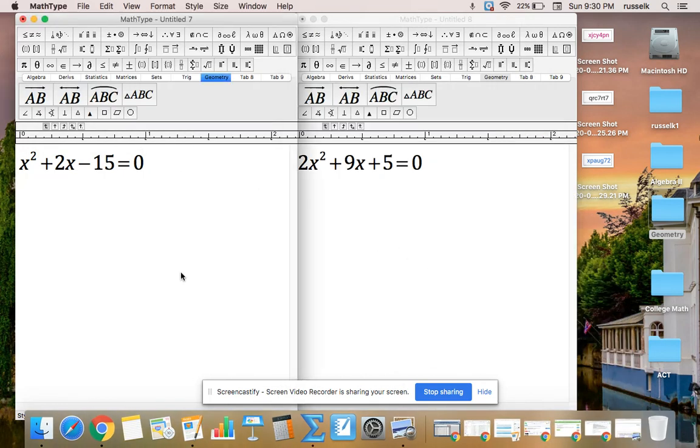Looking at two more examples. In this first one, we have an x squared and an x in the same problem. That's my clue that I'm going to need to use this quadratic formula. So to set it up, I want to take the negative of b, which is negative 2, plus or minus the square root of b squared, which is 4, minus 4 times a, which is 1, times c, which is negative 15. And then that's all over 2 times a, which is just 2.